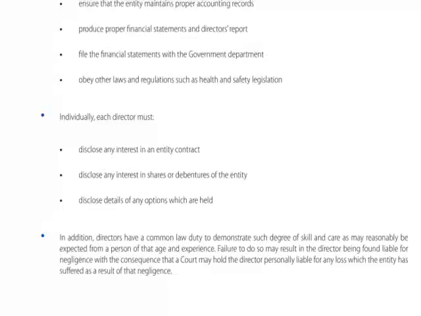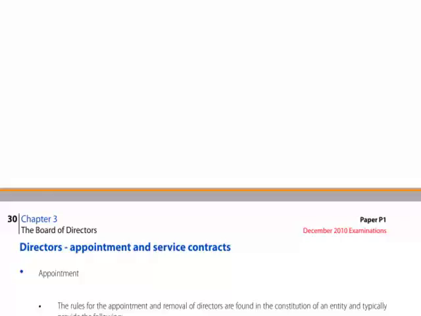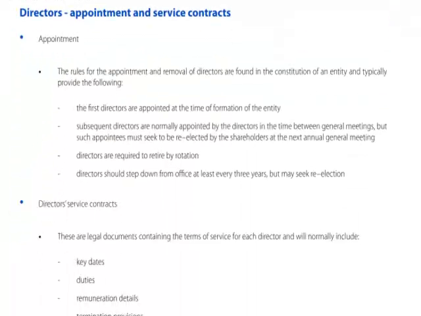Page 30, Directors' Appointment and Service Contracts. This is F4 revision. But of course F4 should play a part in P1, because directors are a big area of P1, and they're also a big area of F4. So, F4 revision. Well, it was only a couple of exams ago, wasn't it, for F4? It was not that long ago.